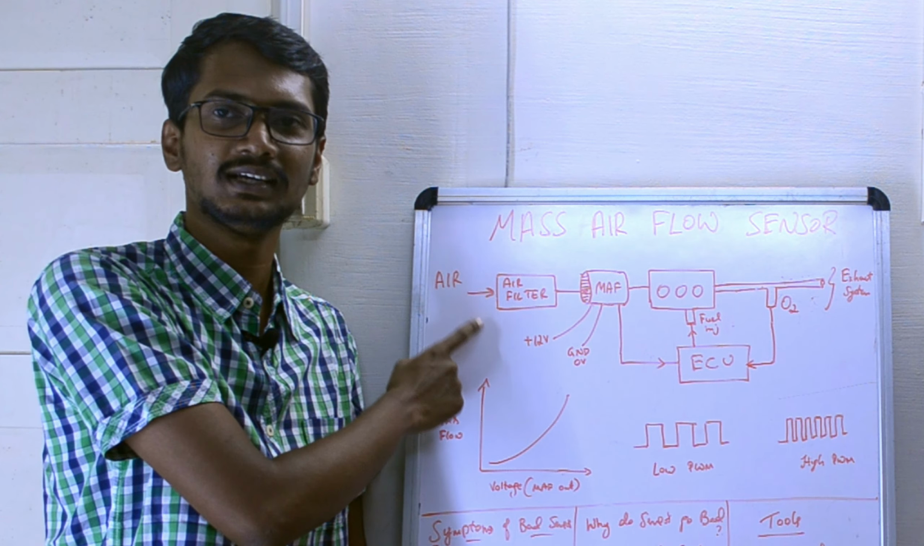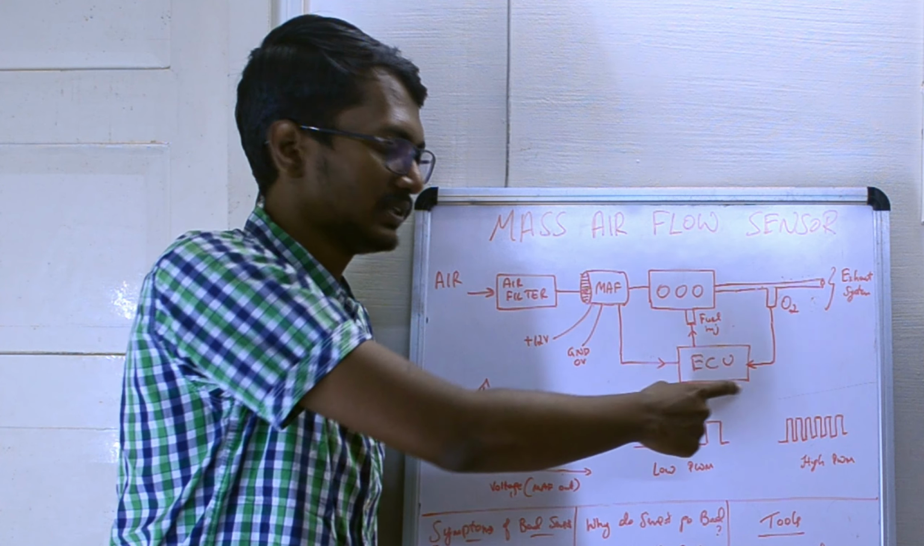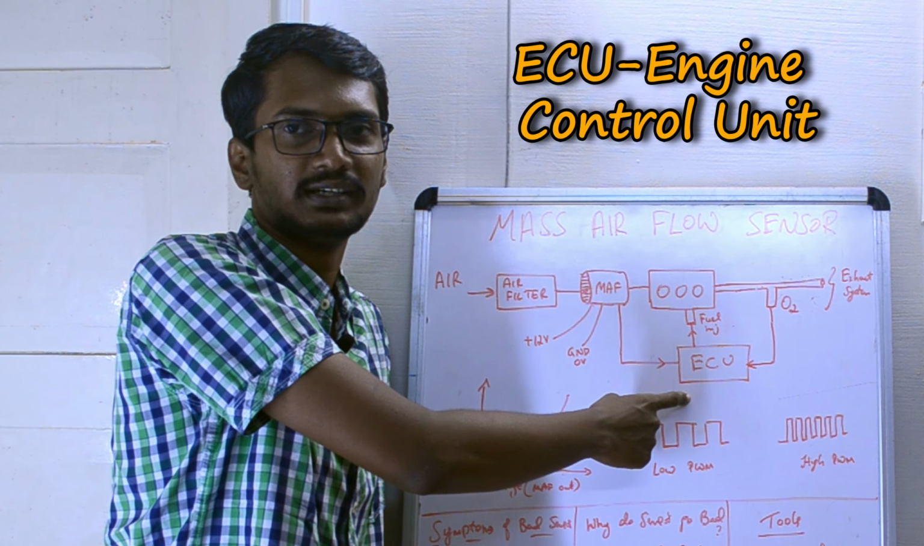And in the exhaust system you can find one more sensor. It is called the O2 sensor, oxygen sensor, and this oxygen sensor is connected to the engine control unit. And even the MAF sensor is connected to the ECU, and the fuel injectors are also connected to the ECU. Now we understood the MAF sensor is measuring the amount of air that is entering the intake system, right?